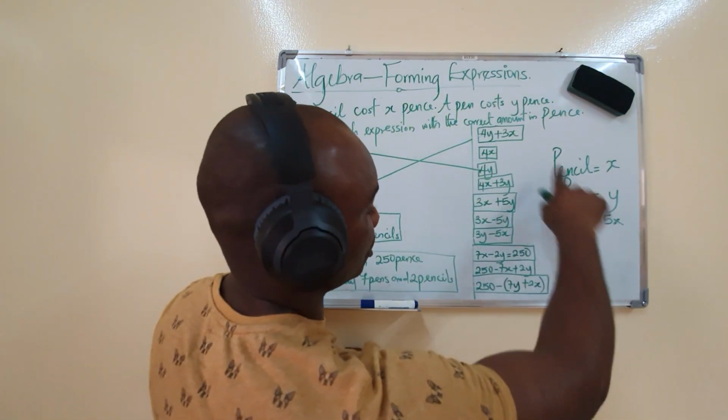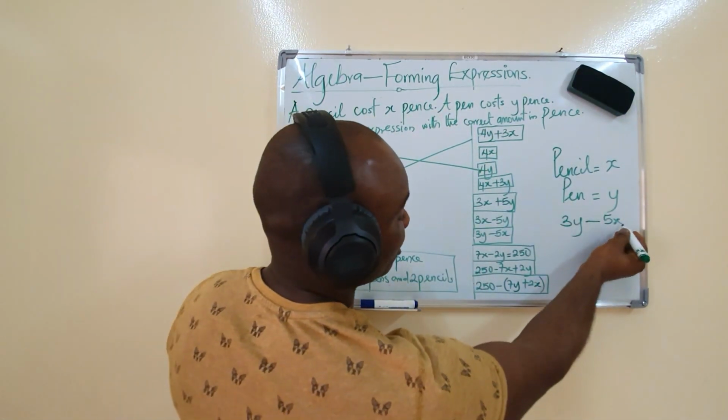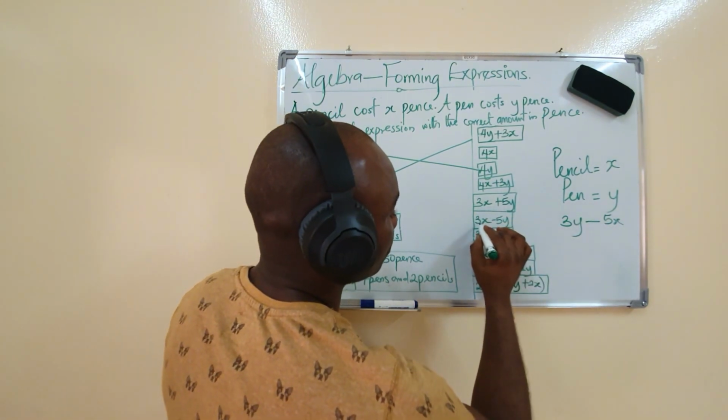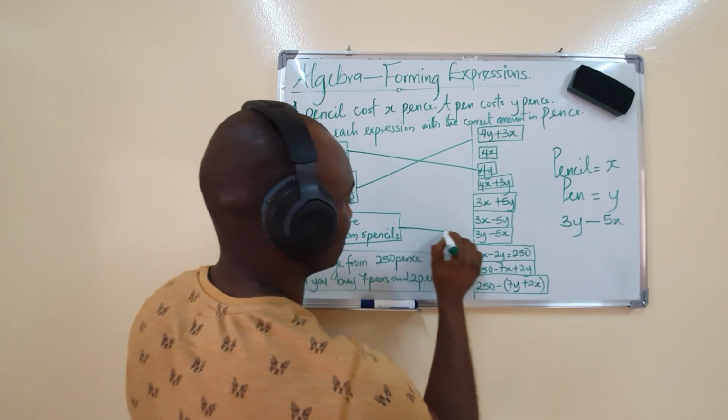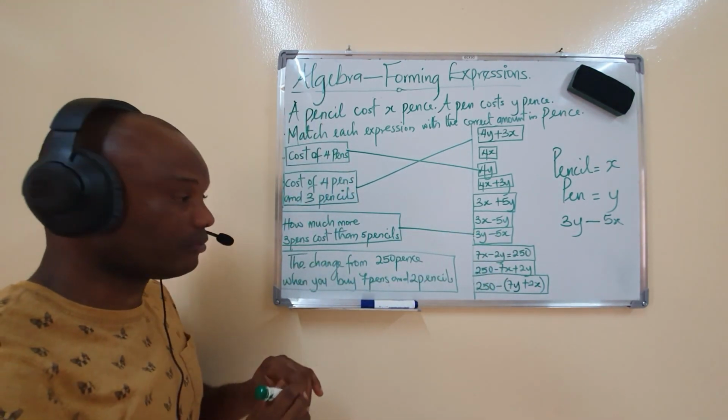So look for this expression. We're looking for 3y minus 5x. This is not true. This is not true. This is true. 3y minus 5x. That matches with this word expression.